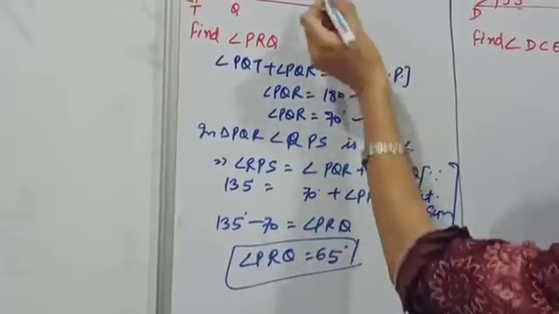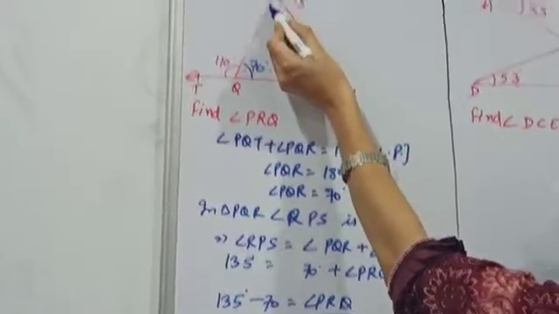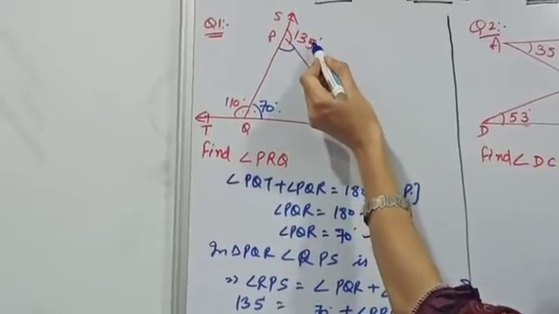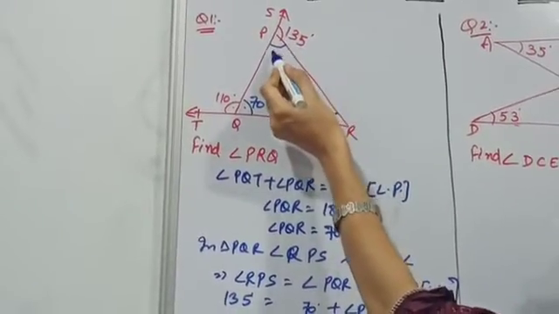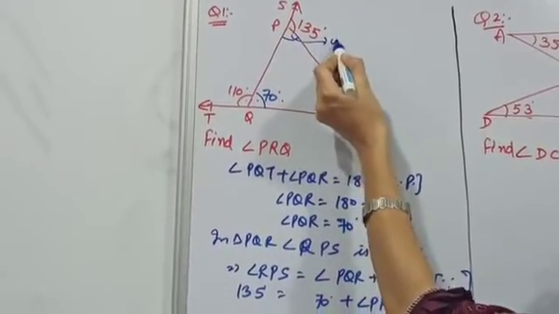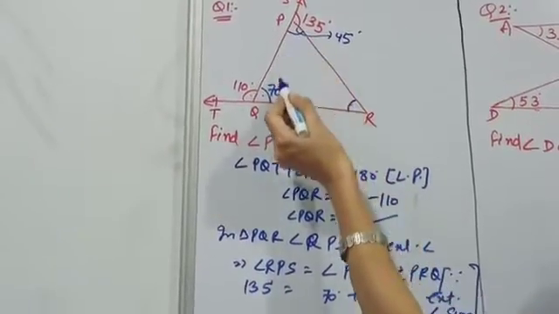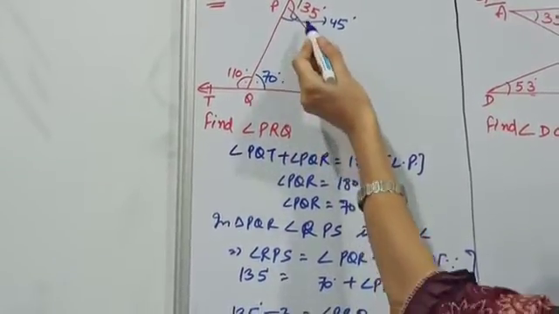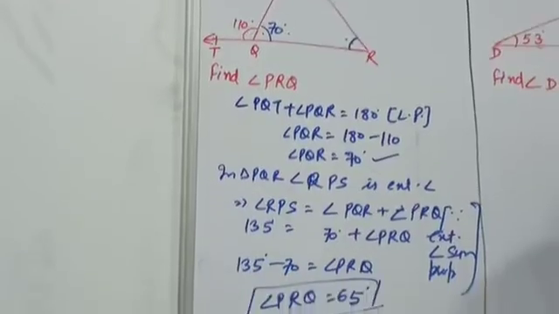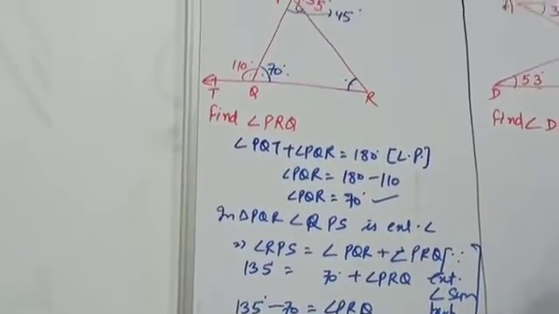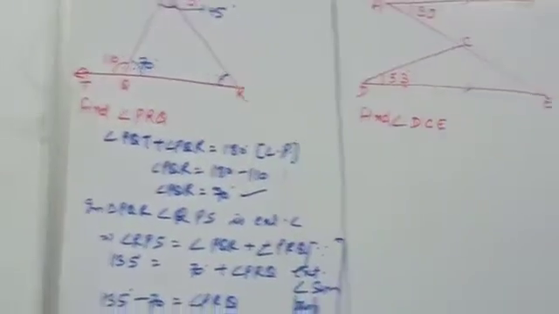Or you can use this other method also. If you find the adjacent angle of this one as 180 minus 135, this angle will be 45 degrees. Then by using the angle sum property of this triangle, you can find angle R also. Any method you can note. Okay, so let us move on to the second question.